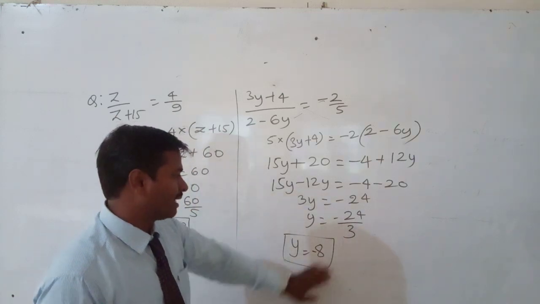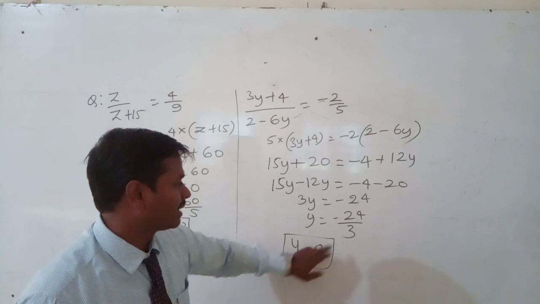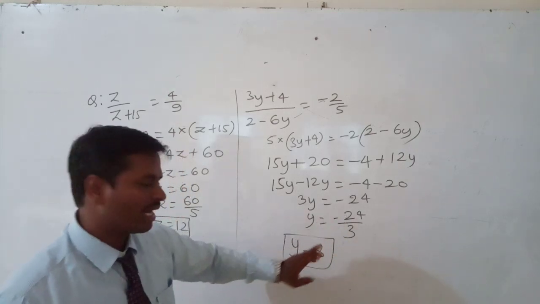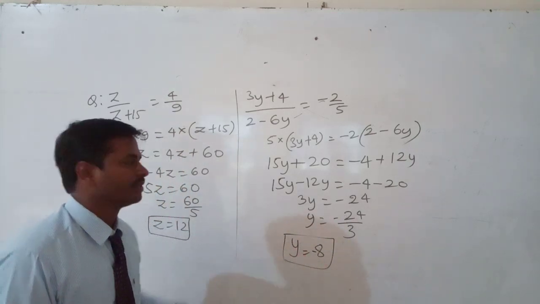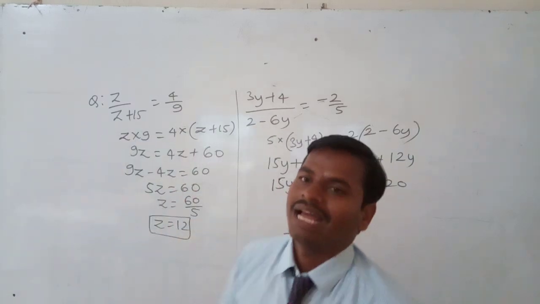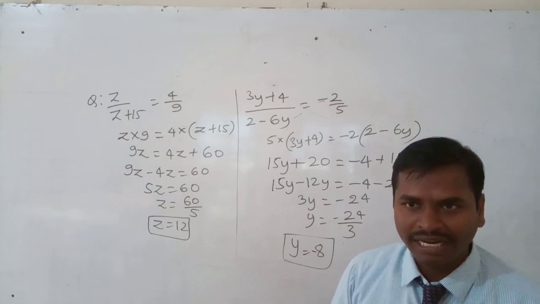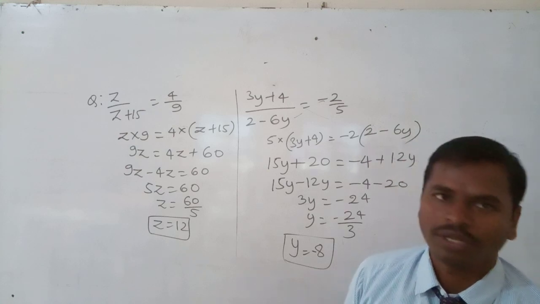The sign here is minus divided by plus, minus only. That's why the answer is 3 8s are 24. Answer is minus 8. This way we are solving these linear equations, first simplifying them, bringing them to the standard form for a linear equation, then we will solve.